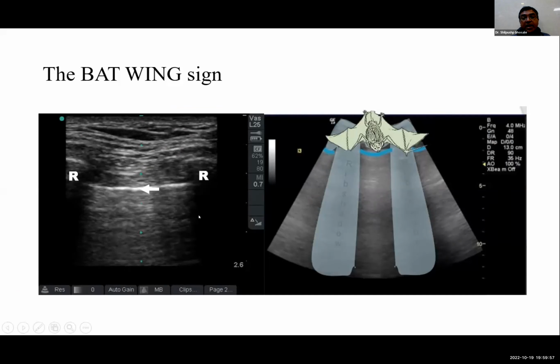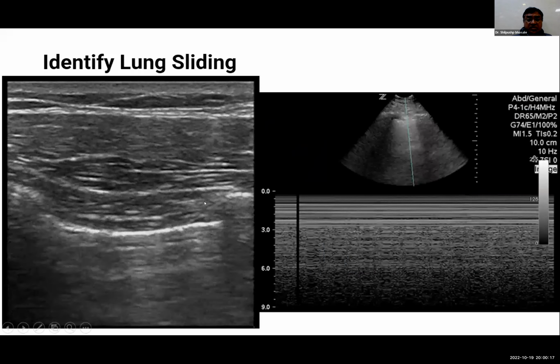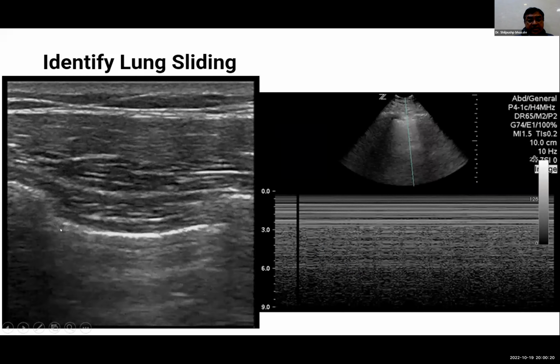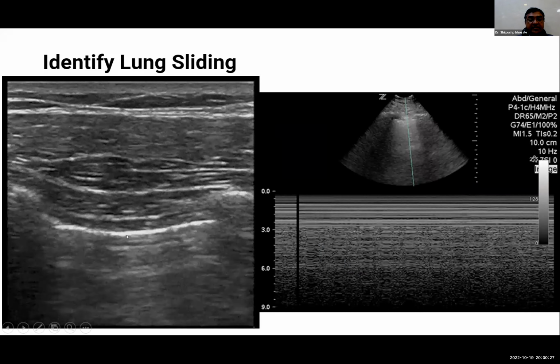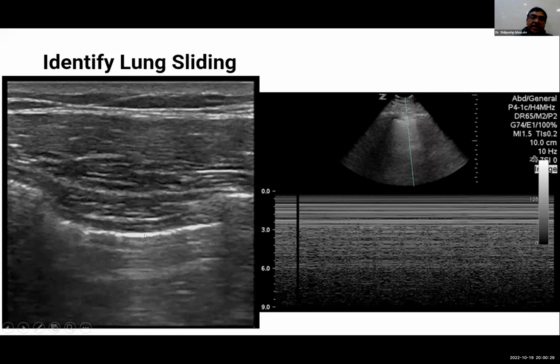It has been described as the bat wing appearance, because the ribs cast a shadow and will appear black. The ultrasound moves into the lung and gives you the reflections. The only critical thing is to identify the movement of the pleural line. It looks like ants moving in a line fashion. This is classically called the lung slide. If there is lung slide, it suggests that there is no pneumothorax.